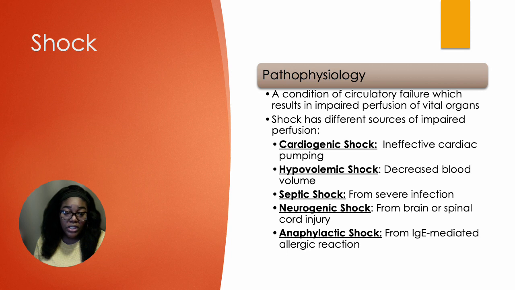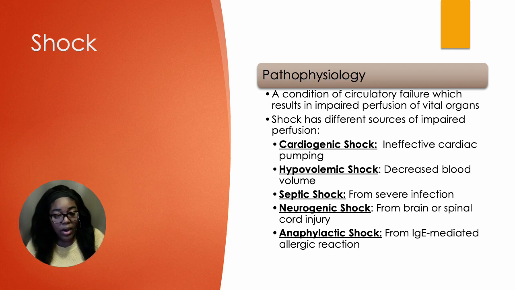You have cardiogenic shock, which is ineffective cardiac pumping. You have hypovolemic shock, which means you don't have enough blood volume to circulate. You have septic shock, where you have a bacterial infection that's causing circulatory failure. You have neurogenic shock, where you may have a spinal cord or brain injury that's causing circulatory failure. Or you may have anaphylactic shock, which is an allergic reaction that can also cause circulatory failure.